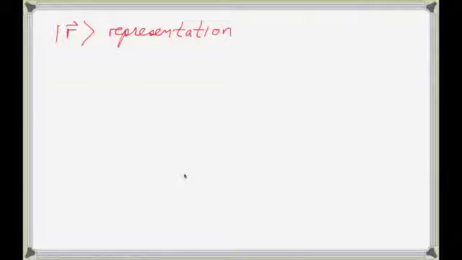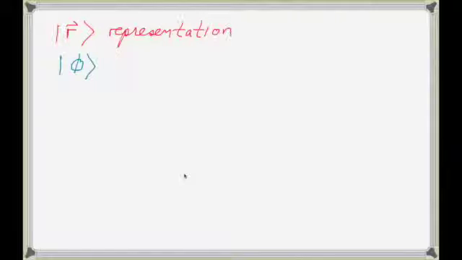So if we have some state, say our s orbital on an atom, your s orbital is just a spherically decaying exponential function. The way I've written that ket there is sort of abstract. It's this s orbital, but not in any particular representation.